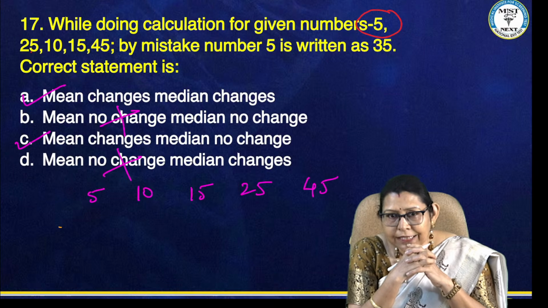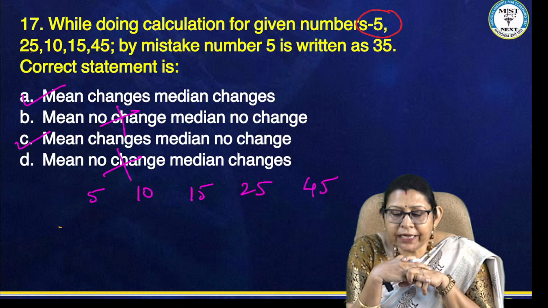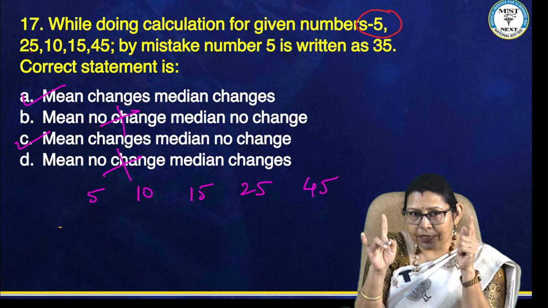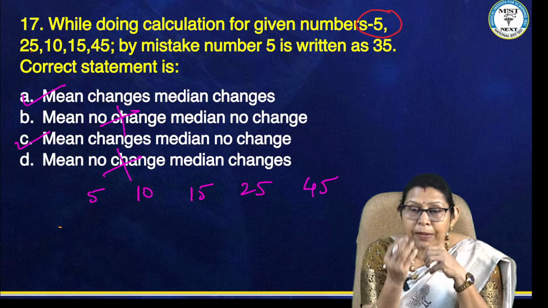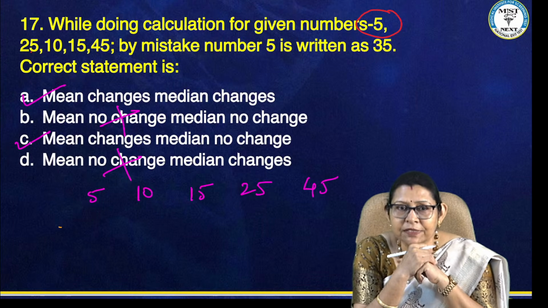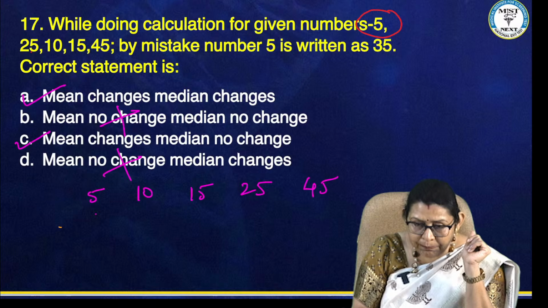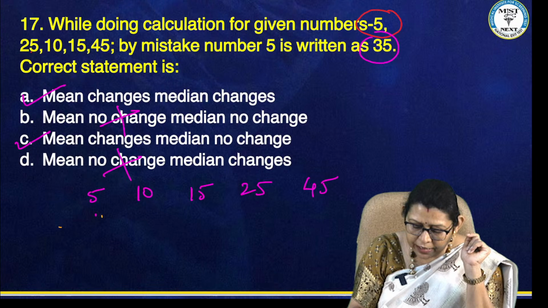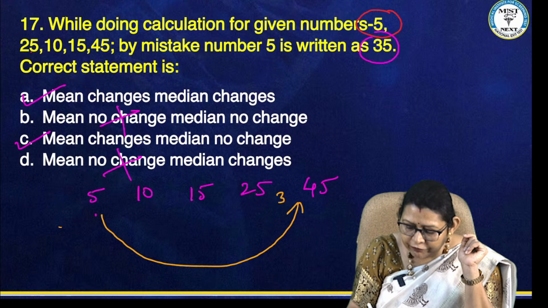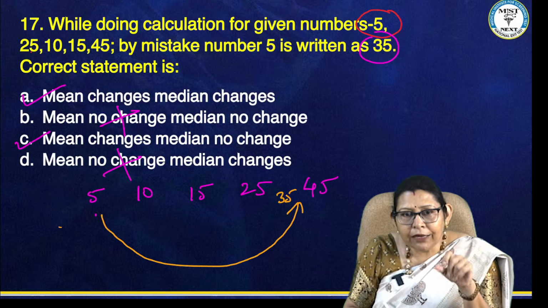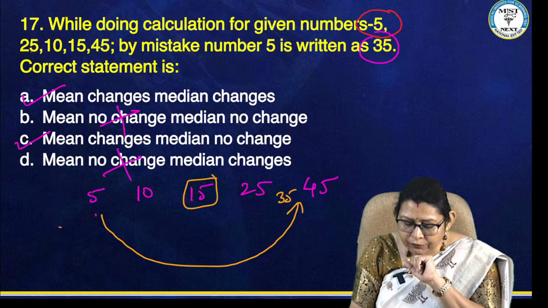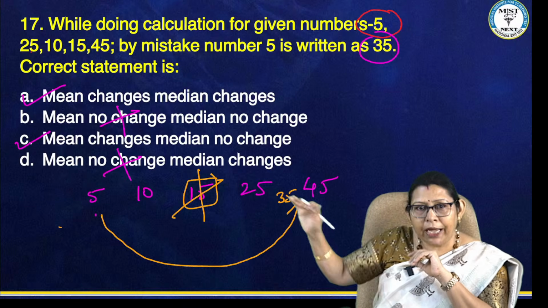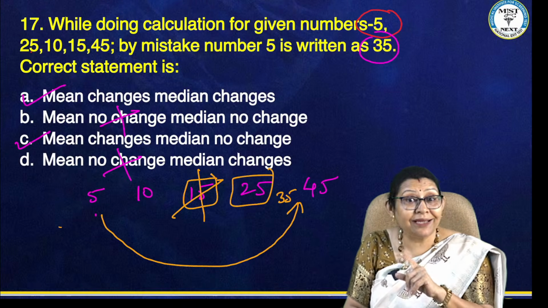Now just listen carefully. Vijay has answered correctly. A big clap for you, Vijay. This is a type of PYQ that was asked in our previous exam. But here, in place of 5, what is written is 35. So 35 will be coming somewhere here. If it was 5, my median was 15. But now it is 35, so my median will now become 25. So the median has changed here.